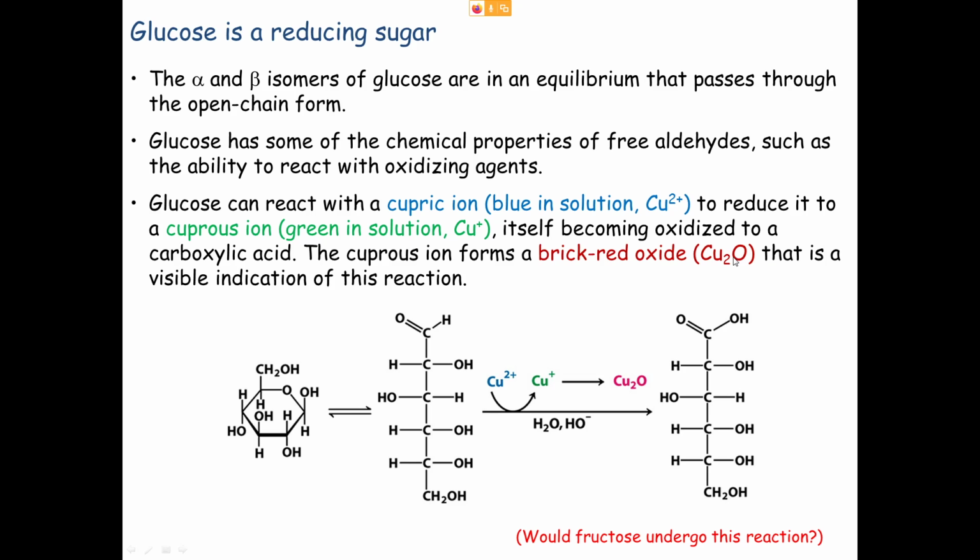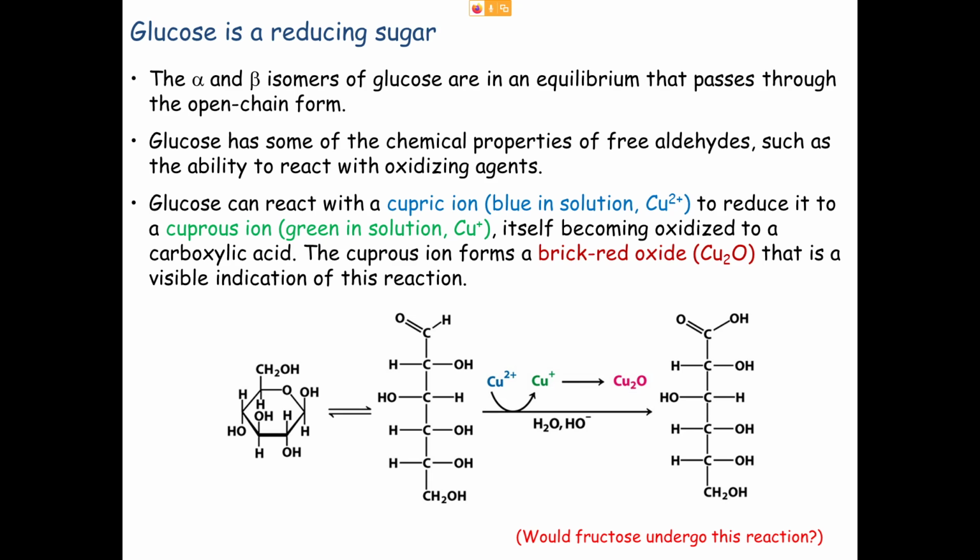So in this case, we add it to a copper solution with a divalent copper atom, +2. It'll oxidize the aldehyde to a carboxylic acid. And in the process, it's accepting those electrons and turning the copper +2 into copper +1. Right? So copper +1 is very reactive. It reacts with water and the hydroxides in solution to become a copper oxide. It's a brick red precipitate, right? And it falls out of solution.